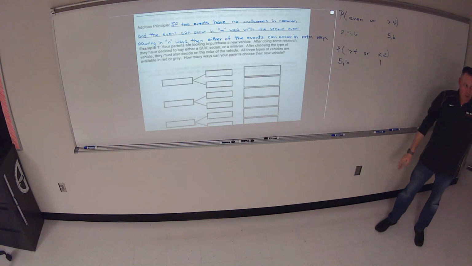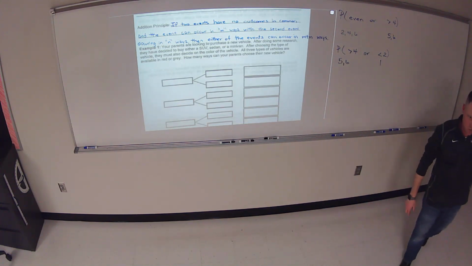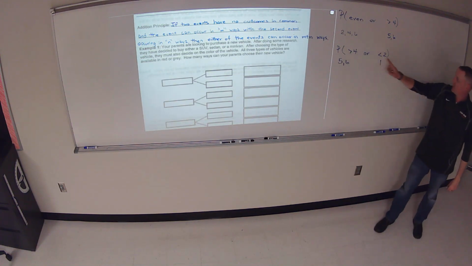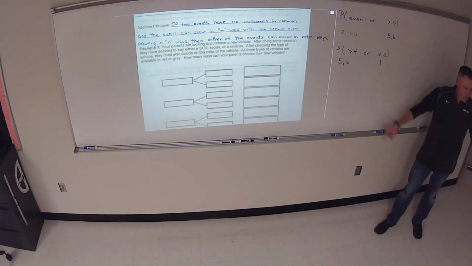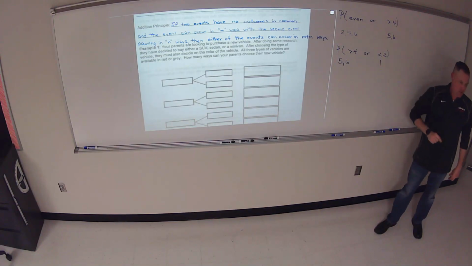But what if I said, what's the probability that I roll a number greater than 4 or less than 2? Well, how many numbers are greater than 4? 2. How many numbers are less than 2? 1. 2 plus 1 is 3. That would be 3 out of 6. Why does this one work? Because there's no overlap. There's no common outcomes.